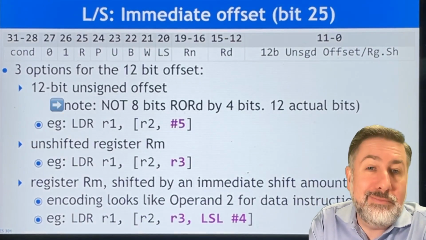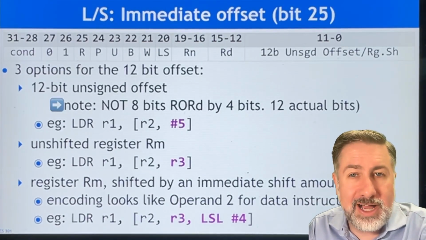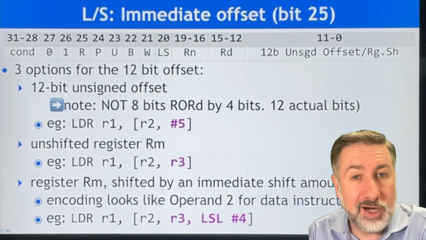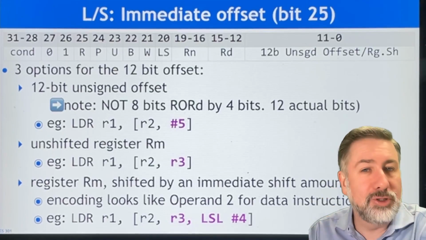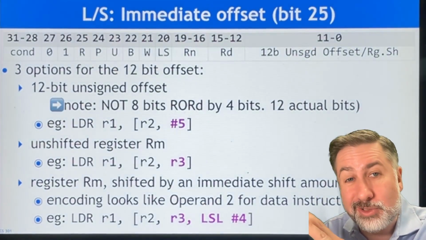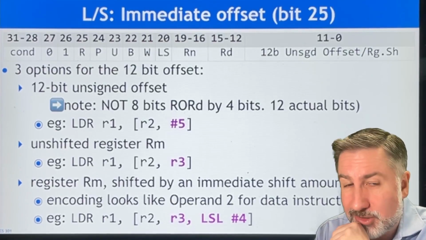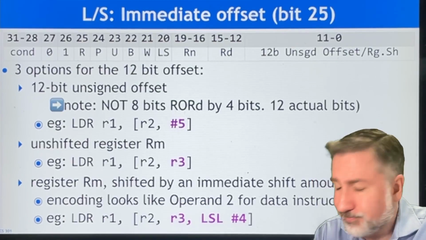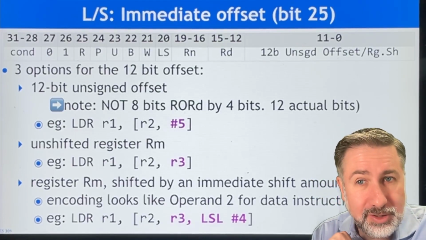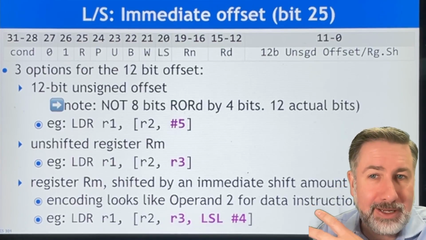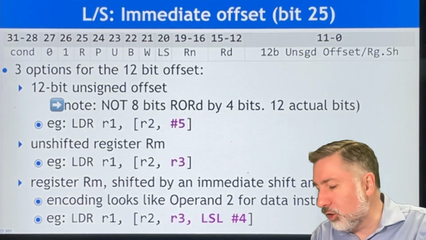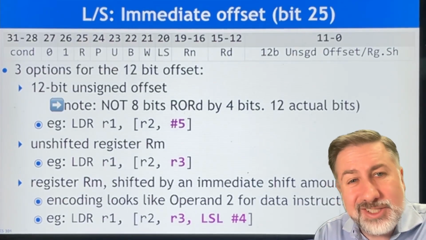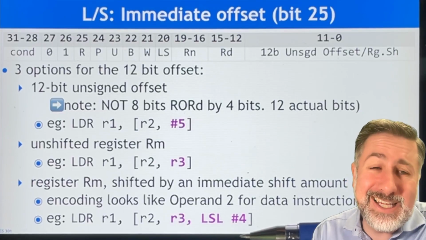Now we'll look at the offset. There are 3 options for the offset in ARM. Again, it's similar to the options for the immediate value in data instructions. The 3 options are using a 12-bit unsigned offset, using an unshifted register, or using a register shifted by an immediate amount. Now these look similar to, but they're not exactly the same as the data instructions, because it would be too easy if they were the same as the data instructions.